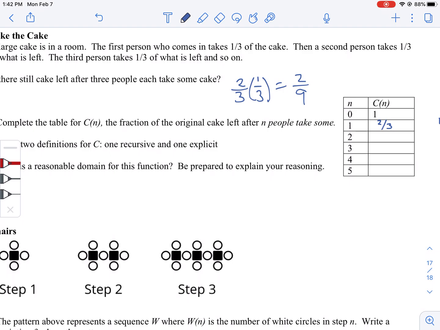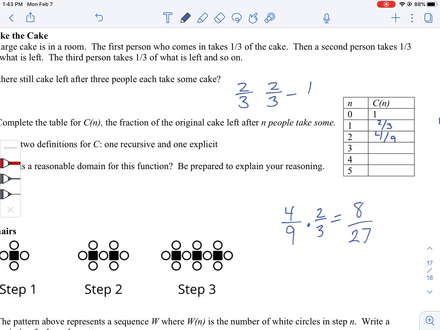Let's see. Well, actually, let's think about it. If there's 2/3 of the cake left, how much is left if somebody takes 2/3? Would be another 2/3 is left. So that's 4/9. And then 2/3 of it would be left if somebody came in and took that. So that's 8/27 times 2/3. So that's 16/81. So it keeps getting smaller and smaller.